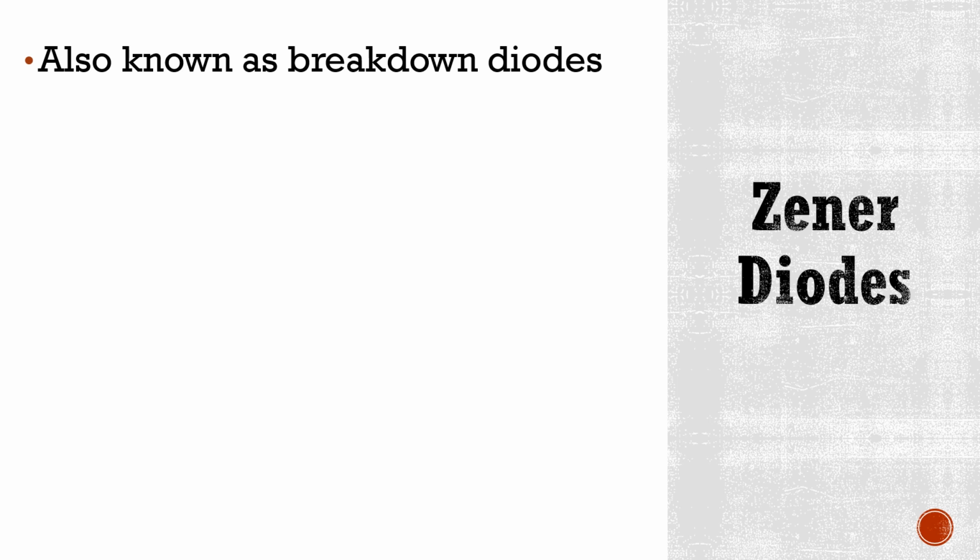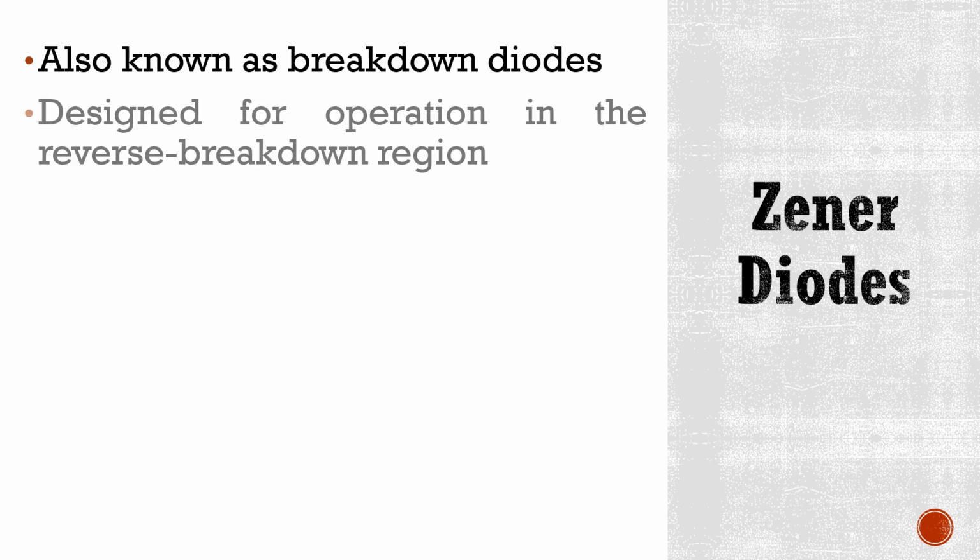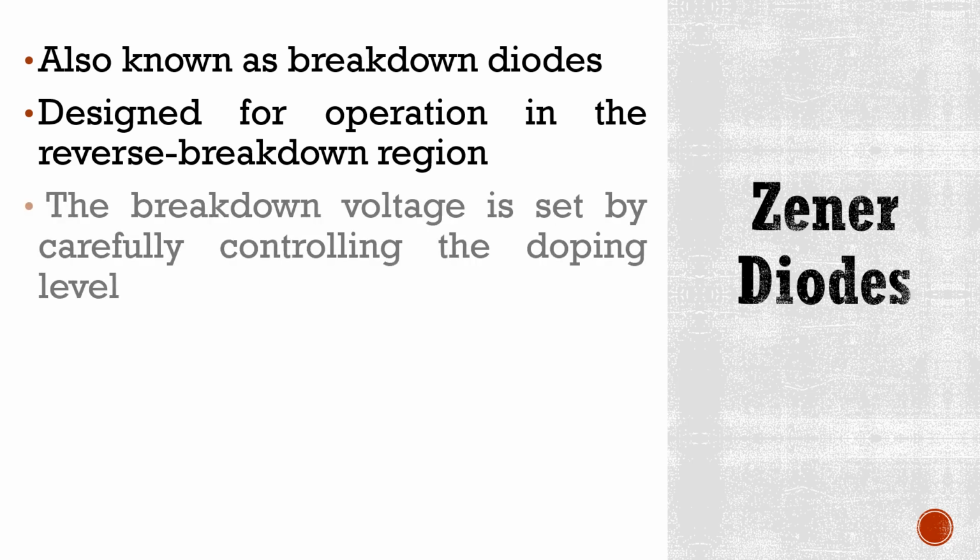Now, what are Zener diodes? Zener diodes are also called breakdown diodes. They are silicon semiconductor devices that are designed for operation in the reverse breakdown region. The breakdown voltage of a Zener diode is set by carefully controlling the doping level during manufacture.